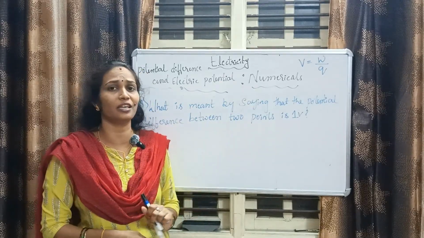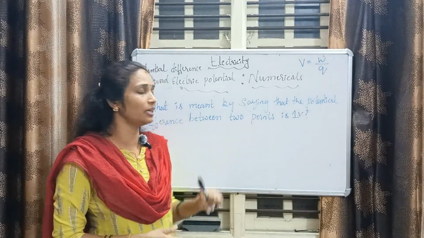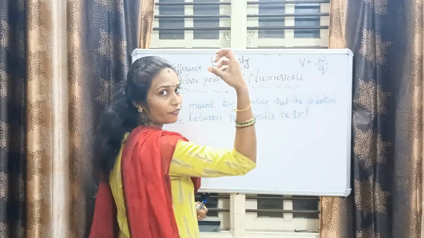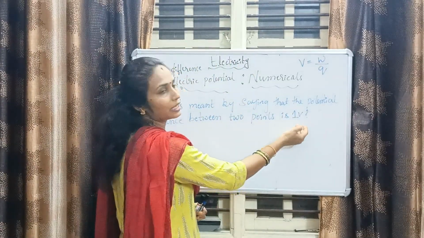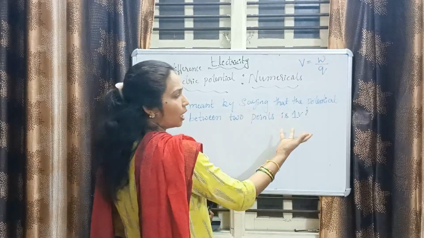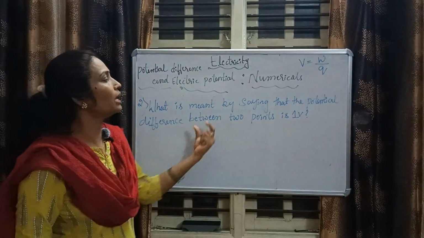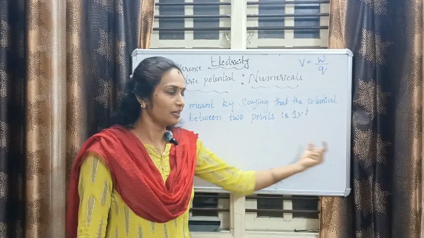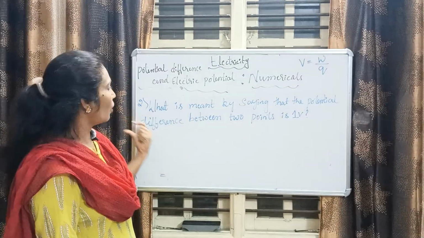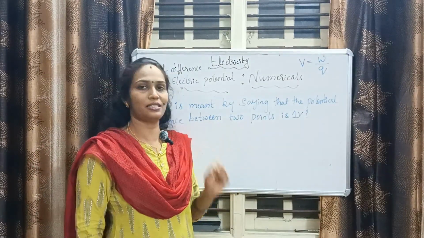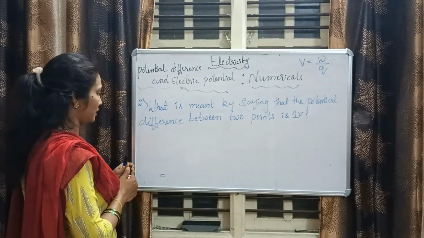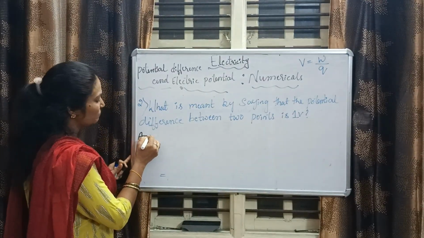According to the definition, what we have to mention here: 1.5 volt means 1.5 joule of work is done. There I mentioned, correct? Here, how much have they given? 1 volt. So what do you have to write down here? 1 joule of work is done to carry 1 coulomb of charge from one point to another point. Just write down that one. That is your answer.